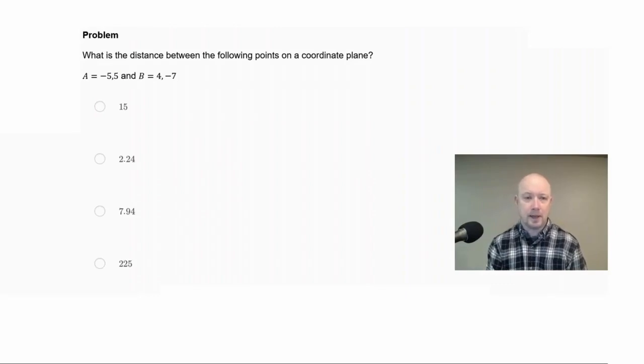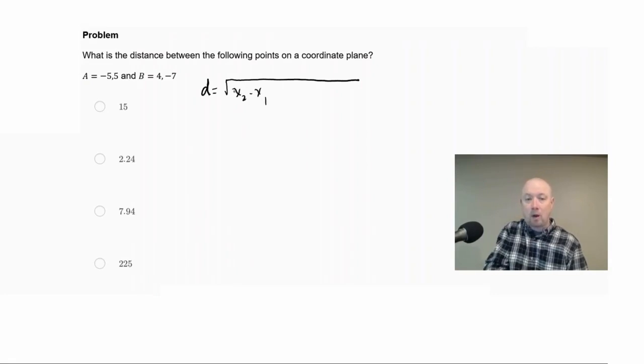What is the distance between the following points on a coordinate plane? Point A is -5, 5, and point B is 4, -7. We're going to use the distance formula, which is really just the Pythagorean theorem with coordinates. The distance is equal to the square root of x sub 2 minus x sub 1, the quantity squared, plus y sub 2 minus y sub 1, the quantity squared.